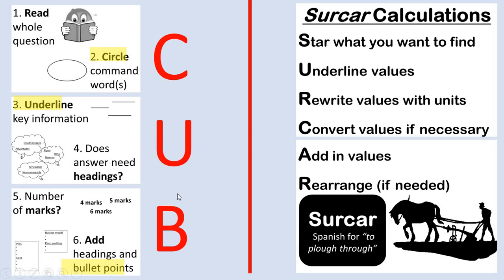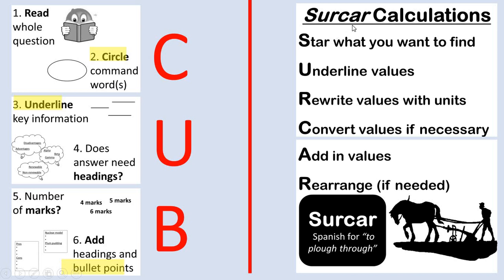The first one is CUB. Okay, so circle the command words, underline key information and add bullet points. So we're going to use CUB when we talk about longer exam questions. There's other bits to CUB as well: reading the whole question, looking at whether the answer needs headings or not, and always looking at the number of marks. But we're going to generally look at these three things and we're going to call them CUB.